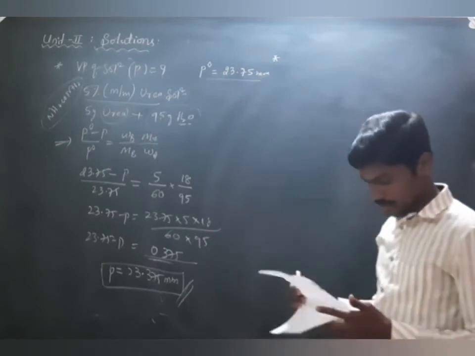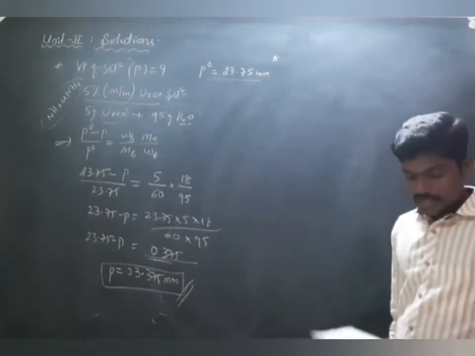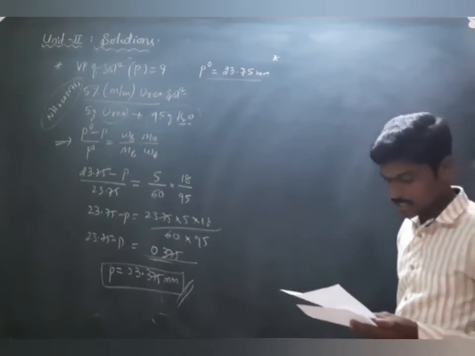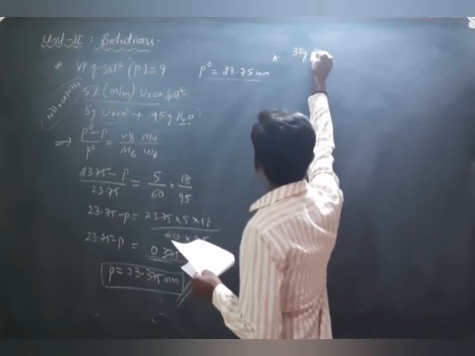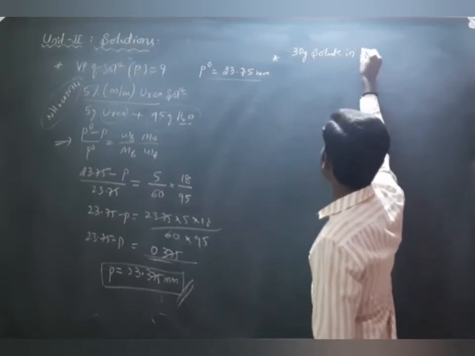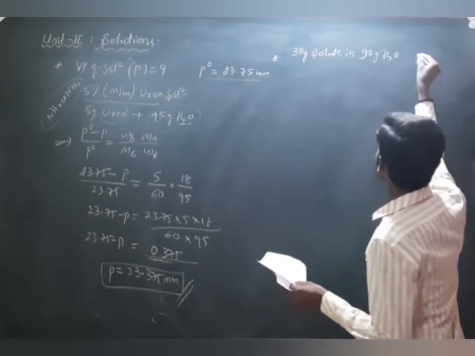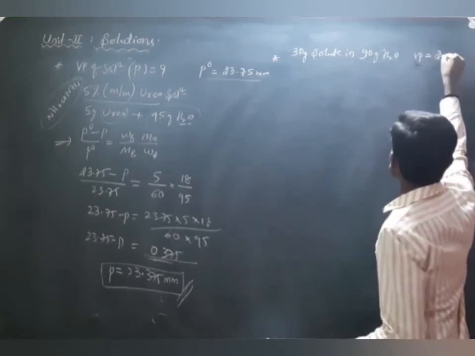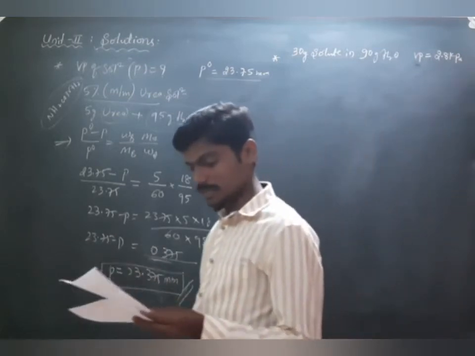See, this is the next problem. This is an important problem. A solution containing 30 gram of non-volatile solute in 90 gram of water has a vapor pressure. In the first case, the vapor pressure of this solution is given as 2.8 kilopascal.